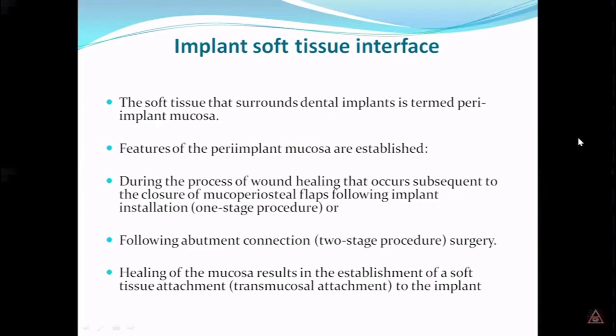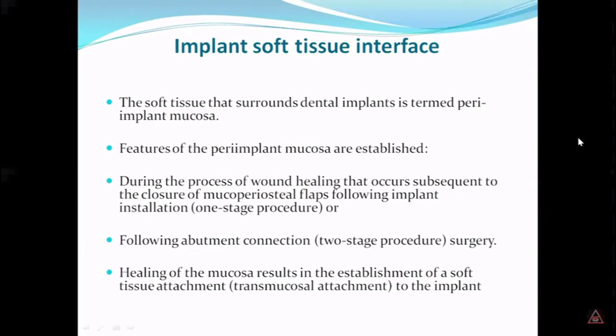Soft tissue means gingiva, okay. But in an implant we don't call it gingiva. The soft tissue that surrounds a dental implant is called peri-implant mucosa. That means if an implant is placed, then the gingiva, the mucosa around the implant, is called peri-implant mucosa. You should be very clear.